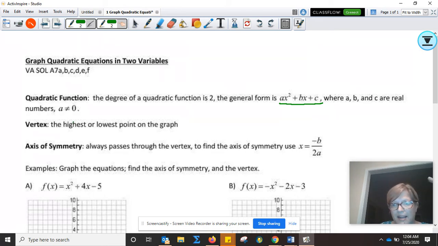The vertex is going to be your highest or your lowest point on the graph. Your axis of symmetry is going to be where the vertex is. It's going to be the point where the graph either starts going up or coming down, depending on what type of graph we have. To find the axis of symmetry, you're going to do x equals negative b over 2a. That's going to give you your equation. Then to find the ordered pair for the vertex, you would plug your x in to find out what y is. So let's do some examples.